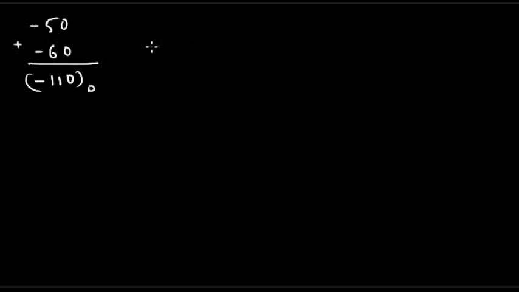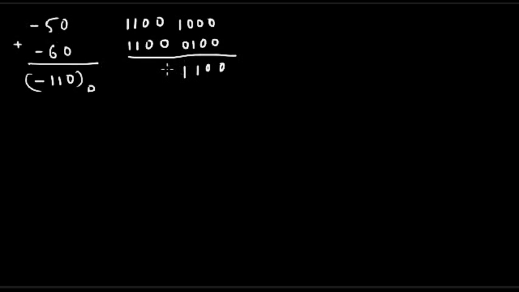The binary equivalent of minus 50 is 1100 1000, and the binary equivalent of minus 60 is 1100 0100. When we add these two numbers, we will get 0 plus 0 is 0, 0 plus 0 is 0, 0 plus 1 is 1, 1 plus 0 is 1, 0 plus 0 is 0, 0 plus 0 is 0, 1 plus 1 is 0 and we'll get a carry 1, 1 plus 1 is 0, 0 plus 1 is 1 and we will get a carry 1.